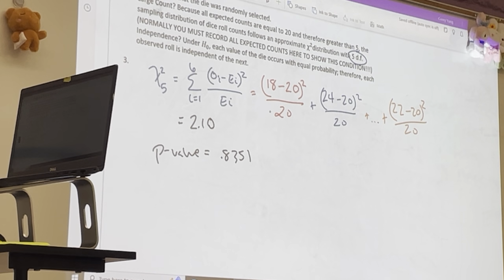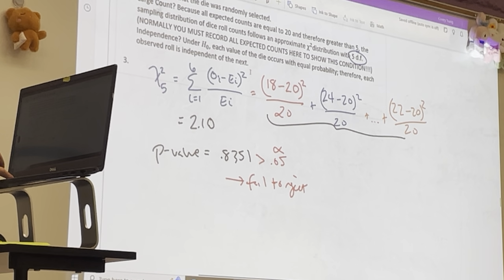All right. So if I were to write out all 6 of them and add them together, it would give me 2.10. That's the value of my test statistic. My p-value was 0.8351. So comparing that against alpha, this is greater than my 5% level of significance. Therefore, I should fail to reject. Okay, so going to step 4.